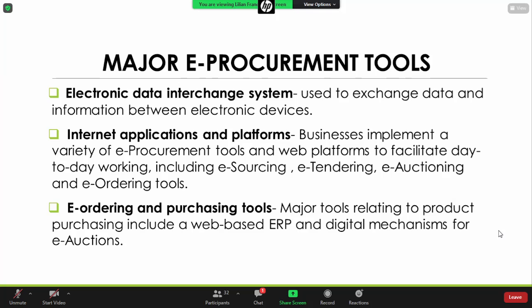Businesses implement a variety of procurement tools and web platforms to facilitate day-to-day working, including e-sourcing, e-tendering, e-auctioning, and e-ordering tools. Ito yung mga ginagamit nila na tools or platforms para magkaroon ng e-procurement. Lastly naman is yung e-ordering and purchasing tools. Major tools relating to product purchasing include a web-based ERP and digital mechanism for e-auction. It is used to procure items and accessible din siya para sa mga employees ng organization.